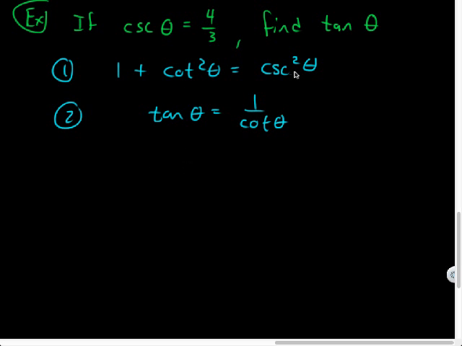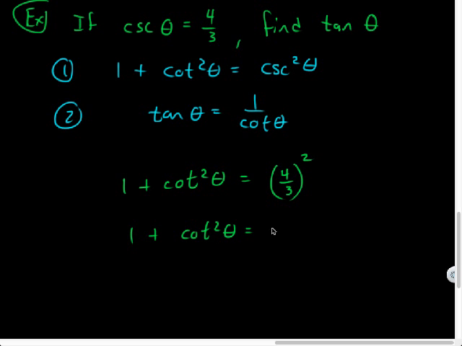So let's see. I know cosecant is 4/3. So 1 plus cotan squared theta is equal to 4/3 all squared is what that means. Because remember, the square here is applying to the whole function. If cosecant theta is 4/3, it's 4/3 all squared. So what's this simplify to be? 1 plus cotan squared theta is equal to 16/9.